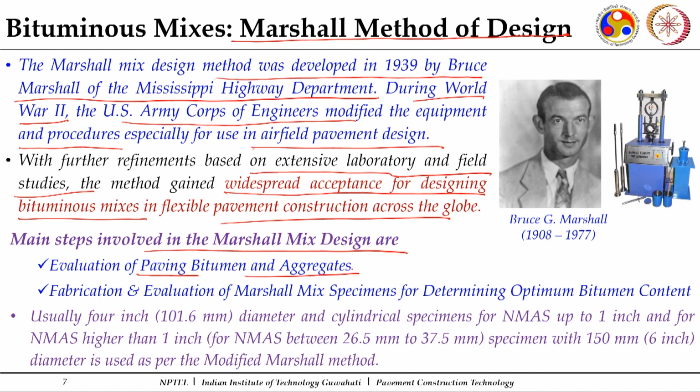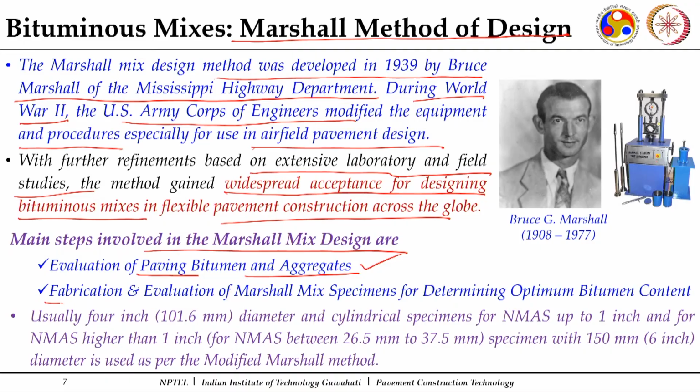The two important key steps involved in this Marshall method of mix design are evaluation of paving bitumen, the binder which is to be used, and evaluation of aggregates to be used, that we discussed in our previous lectures about how the different binders are to be evaluated, how aggregates need to be evaluated for use in a particular bituminous bound course. And then the second one is fabrication and evaluation of Marshall mix specimens for determining optimum binder content.